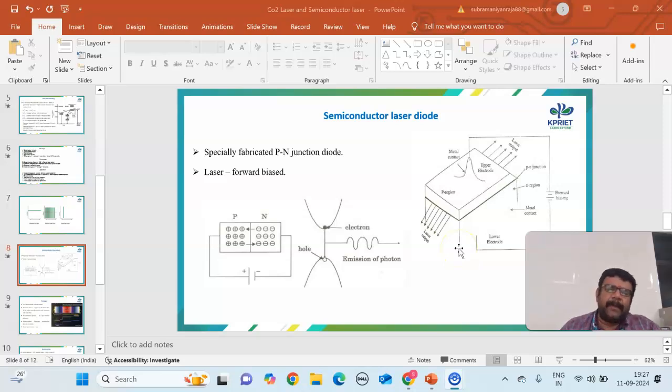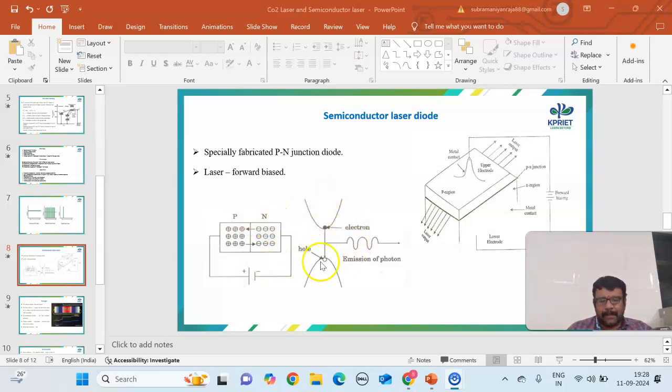Now we are moving to the second part, the semiconductor laser diode. We all know that as far as semiconductors are concerned, we have a PN junction. Likewise, here also we have a specially fabricated PN junction diode, and the laser is forward biased. It means the positive side is connected to the positive terminal of the battery and the negative side is connected to the negative terminal of the battery. This condition is called forward bias.